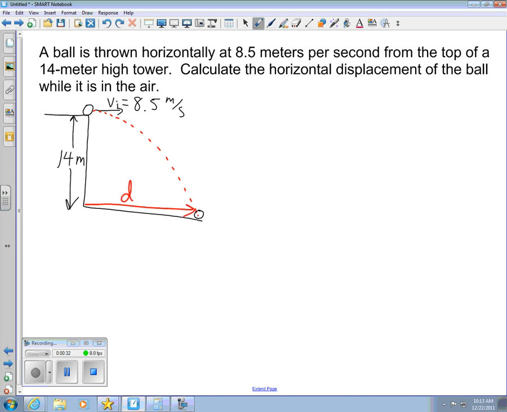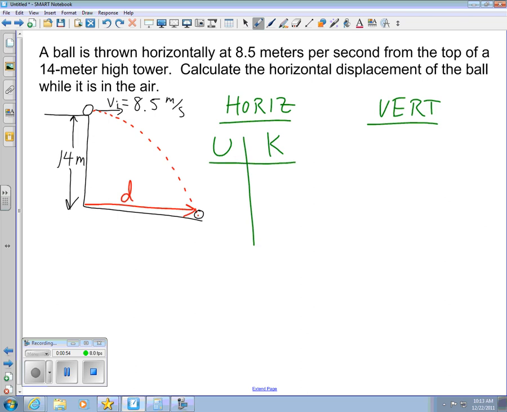This right here is d in the horizontal direction while it's in the air. All right, we will start by setting up horizontal and vertical ARC charts. So I think I can fit them in here, horizontal and vertical. Okay, what do we have? We'll start with the accelerations as we always do because they're always the same for projectiles. Horizontal acceleration is 0 and the vertical acceleration is 9.8 meters per second squared down.